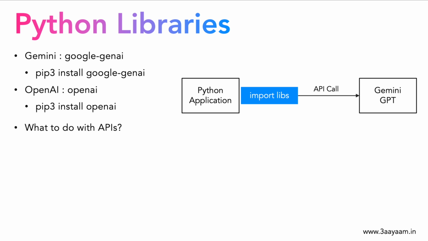Now the question is what to do with these APIs, right? So what is the purpose of these APIs? Using these APIs, we'll be generating text, we can generate image, we can generate code, video, audio, etc. So that's what we are going to do. Obviously, we'll be creating an end-to-end application also.